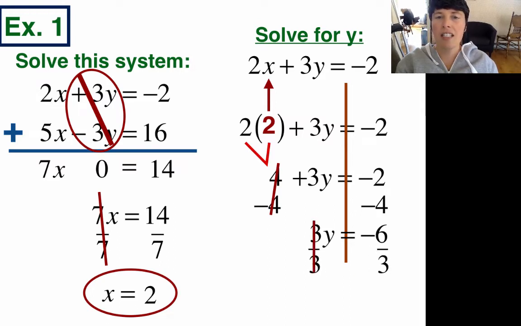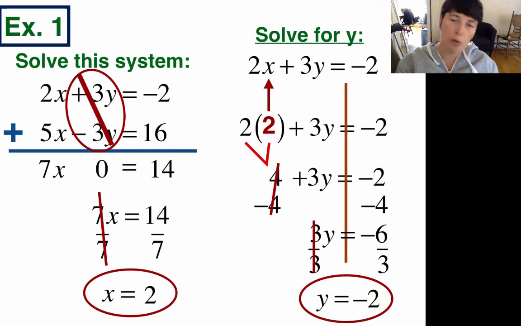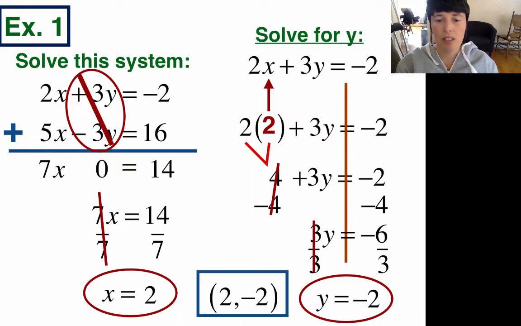And we're going to get a nice negative 6 divided by 3, which is a negative 2. And we got our answer. X is equal to 2, y is equal to a negative 2. So on the graph, our point of intersect, if we were to graph these lines, is at the point 2, negative 2. And there you have it.